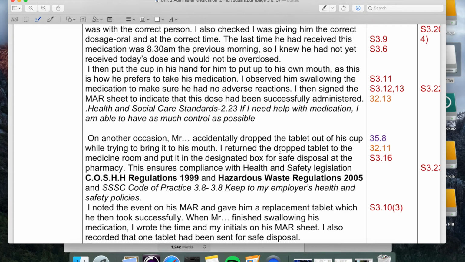Here, please add reference of Health and Social Care Standards, Section 2.23. If I need help with medication, I'm able to have as much control as possible.